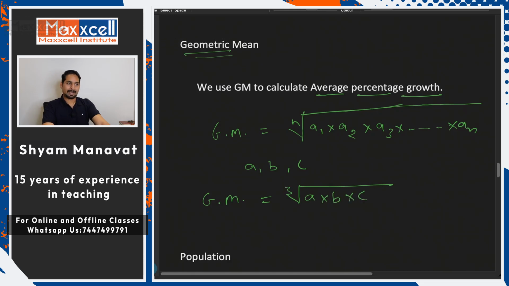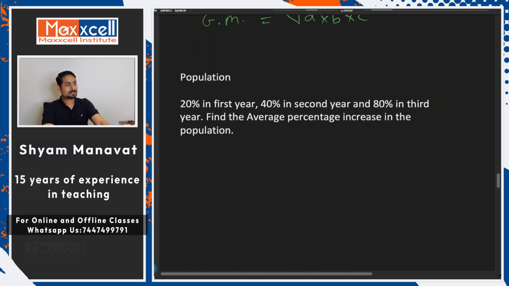Okay. And where do we use it? Whenever you find the statement, find the average percentage growth. Yeah, compounded annual growth, we are going to use it. Okay. So, one example.